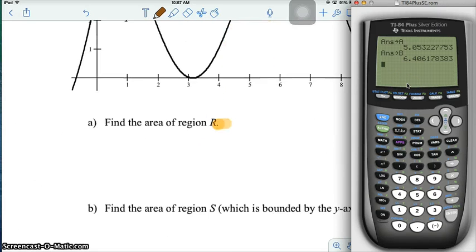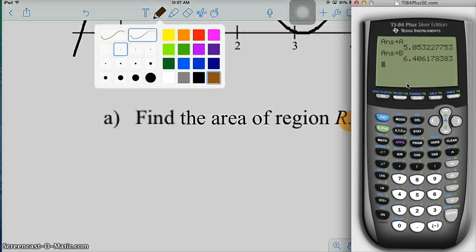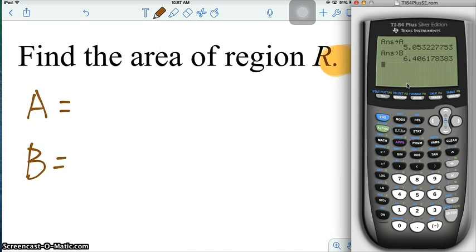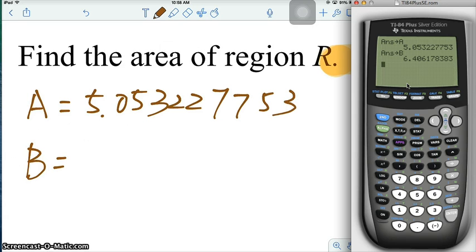Let's go ahead and write it down on the paper as well. This way we keep track of everything. A equals, let me move it to the left, 5.0532277753. You don't have to write everything, I just write everything because, you know, that's me.